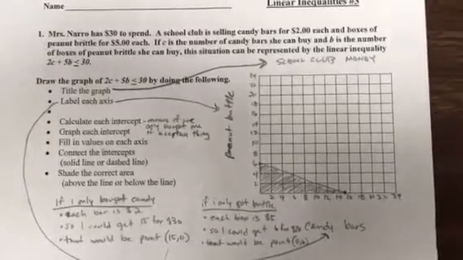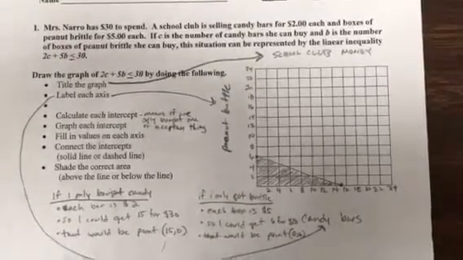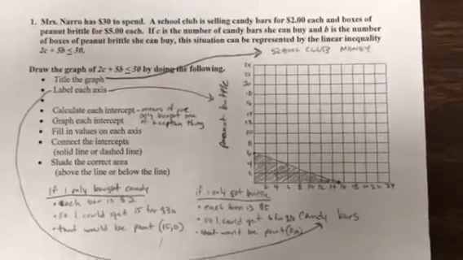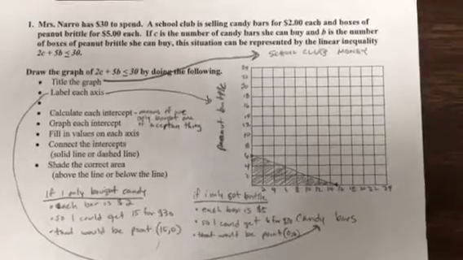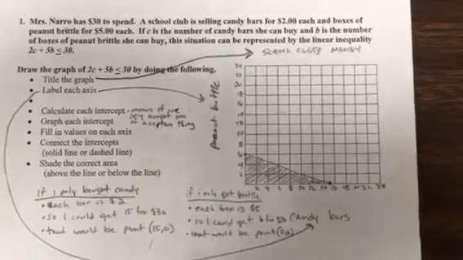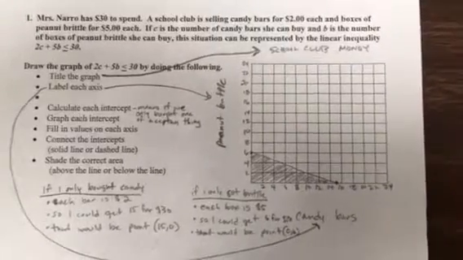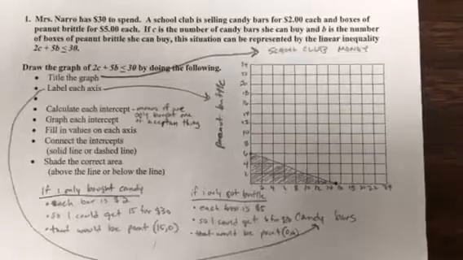All right, in this example of writing out a linear equation and graphing it from a word problem, you can see that Miss Naro has $30 to spend. The club wants to sell candy bars for $2 and boxes of peanut brittle for $5. C is going to be candy bars. B is going to be the number of boxes of peanut brittle.